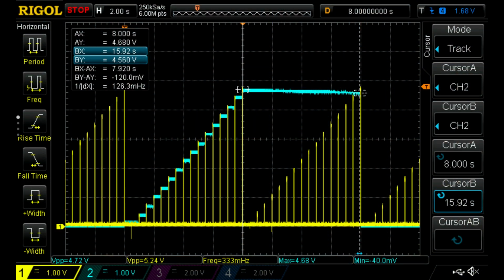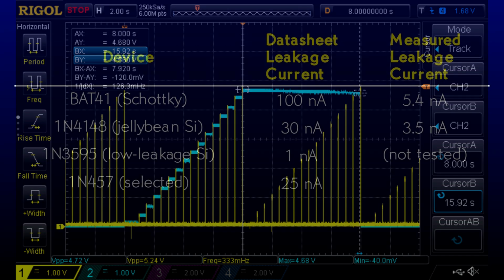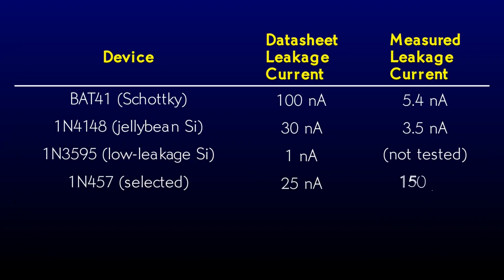Now that's more like it. I've extended the scope cursors to measure an 8-second period instead of a 4-second one. The voltage has dropped only 120 millivolts, which corresponds to a leakage current of 150 picoamperes. Let me post that on the scoreboard. Way better than what the datasheet promised.